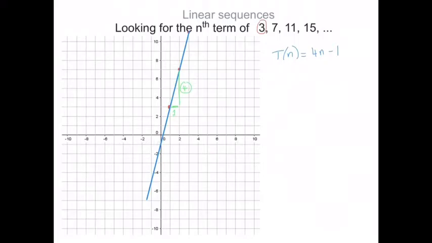And also term number 0 can be found right there. This is what we usually call the y-intercept when we're dealing with straight line graphs. So it does make sense that term number 0 matches the y-intercept.